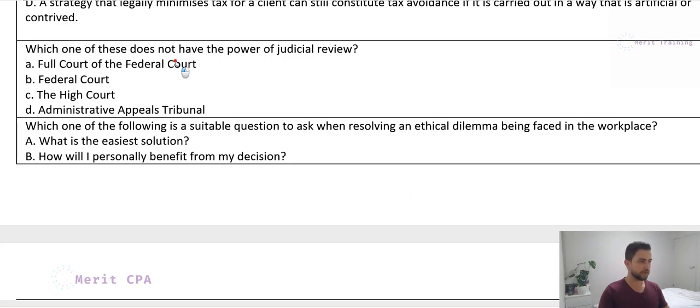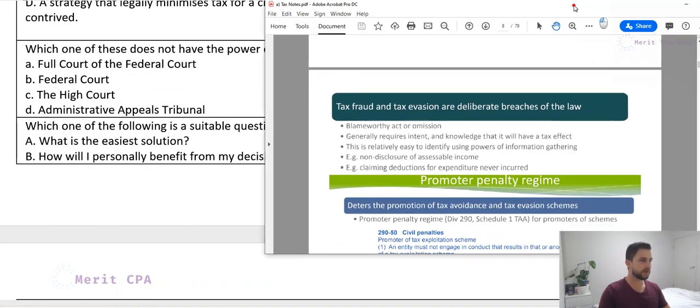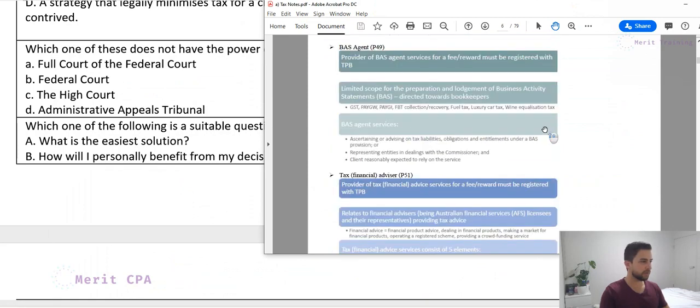So I mean, logic, you can probably figure this out just by the word in the name. So court, court, court. Courts all have the power of the government and therefore have the power of judicial review, whereas this one has the word tribunal in it, which is not a court, doesn't have the power of the law. A tribunal is a group of people who get together to help arbitrate an outcome. But let's see if we can find the answer in our notes in case you didn't pick up on that.